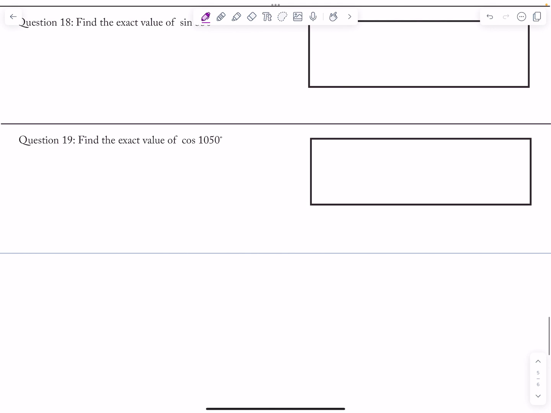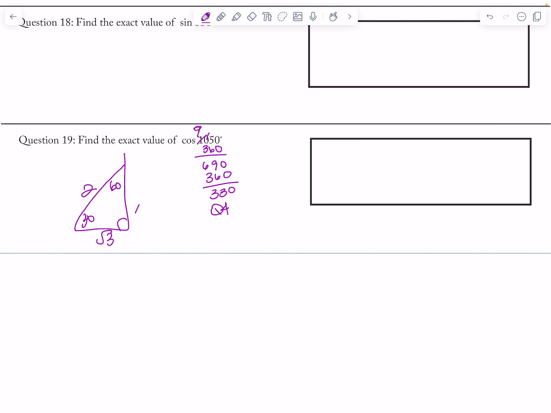And then cosine of 1050 degrees, so subtract 360, 690, 360 again is 330, so that is in quadrant 4. I have my 30, 60, 90 triangle, root 3, 1, and 2, and I want the cosine of 30 degrees, because 360 minus 330 gives me the reference angle. So I want cosine, which is root 3 over 2. And that is it for all the odd-numbered questions.